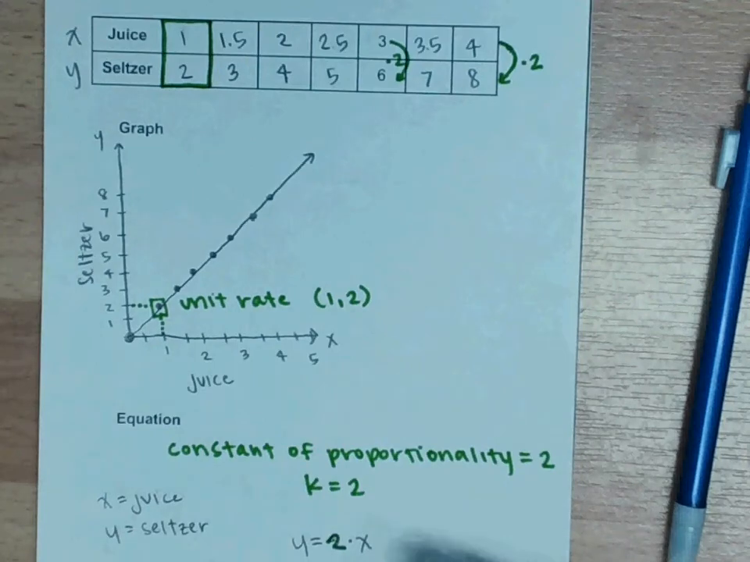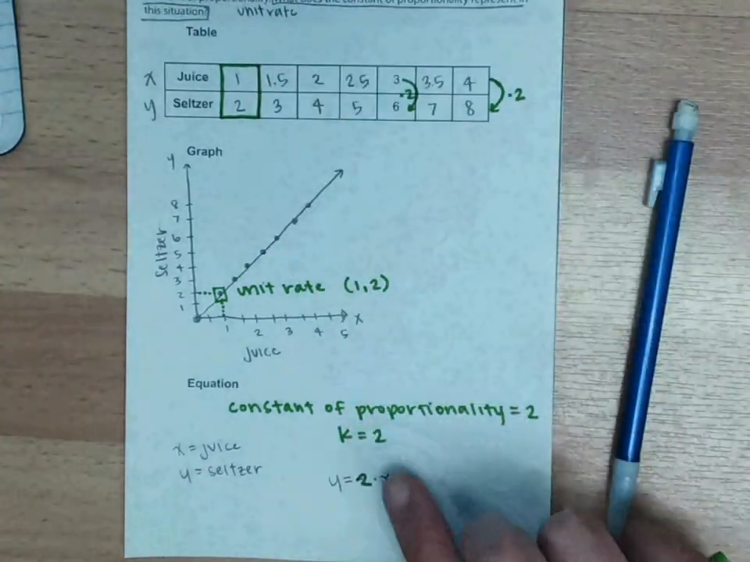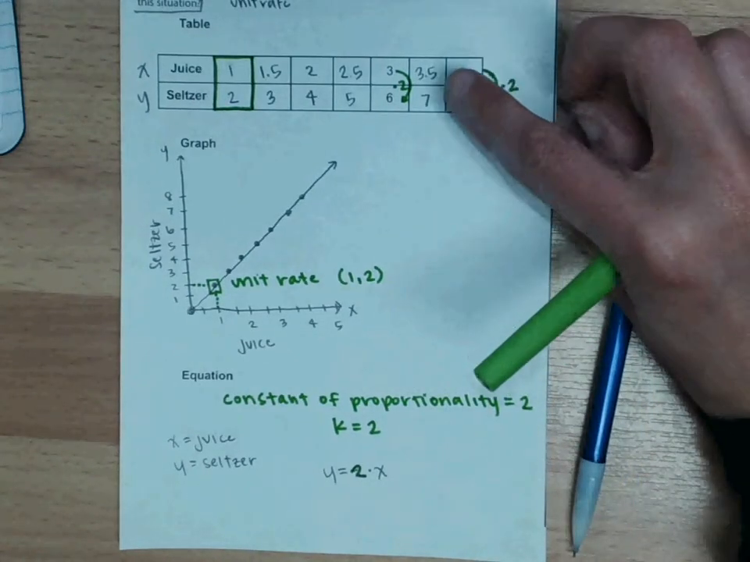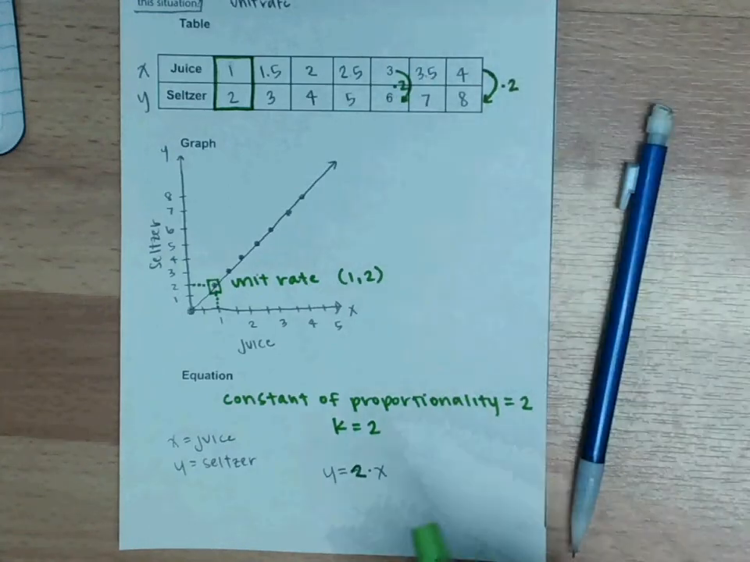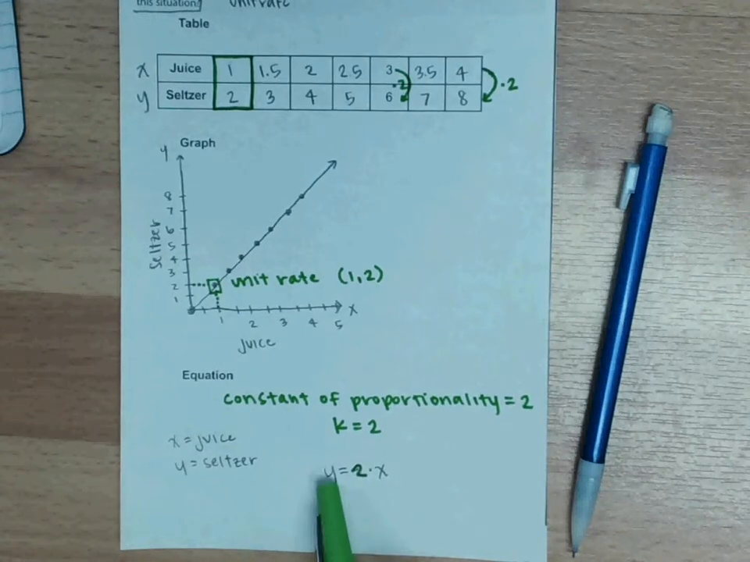Because that's exactly what we did in our table to get each of the y values. We took the x and multiplied it by 2 to get the y. So we take whatever x and we multiply it by 2 to get the y.